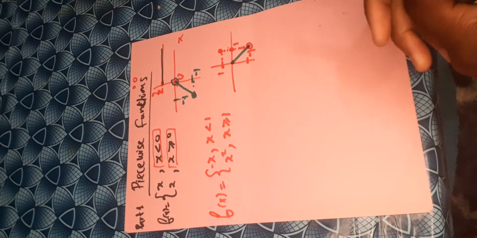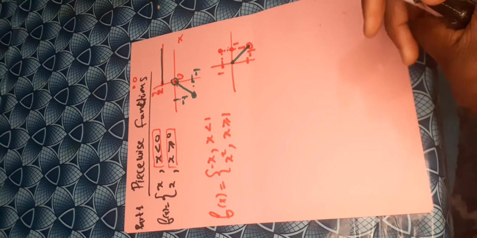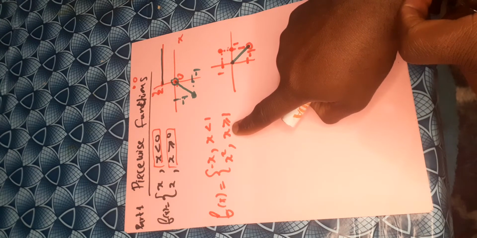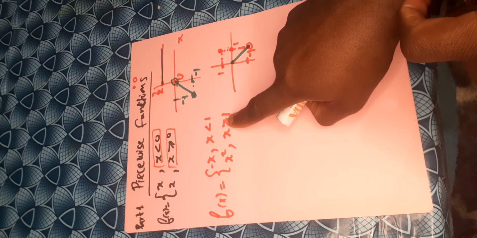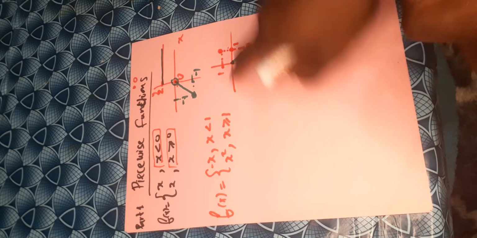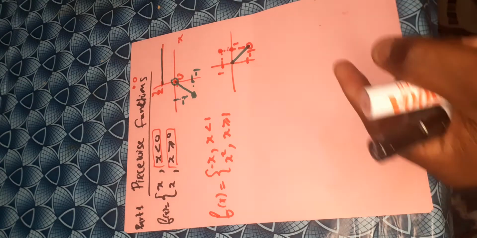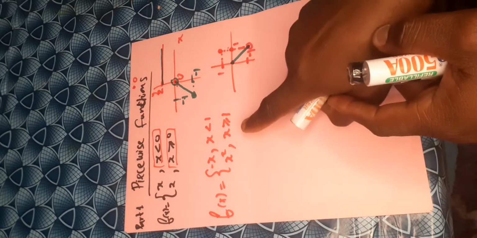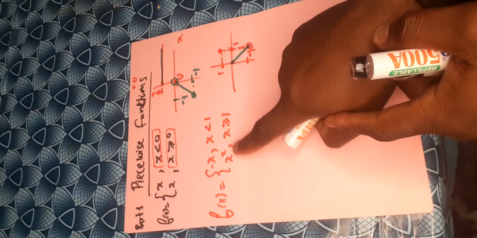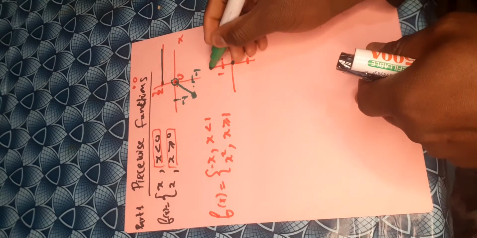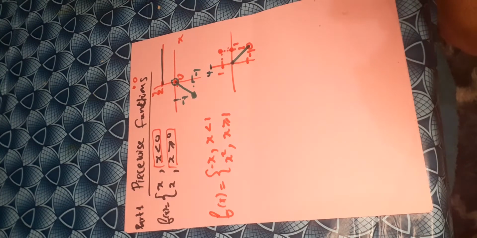Okay. Now let's take any other number. We can take any other number. Let's take 2, for example. But any other number that respects that x should be greater or equal to 1. So let's take 2 because 2 is greater than or equal to 1, right? So we take 2, for example. If I put 2 here, it's going to give me 4.